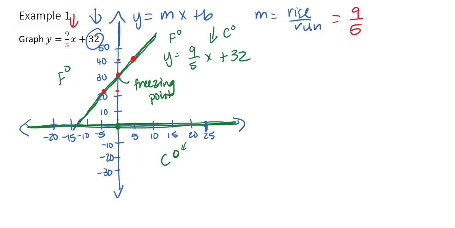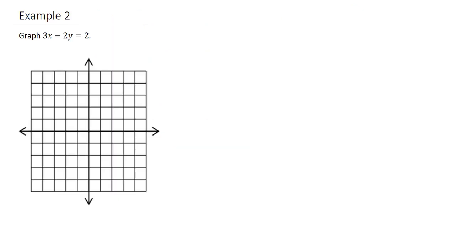Now let's go ahead and look at another example. Example 2. Graph 3x minus 2y equals 2. Notice that when we graph equations, we need to have it in the form of y equals mx plus b. That means our y value is on the left, and then we have everything else on the right. This equation is not in the right order, so we need to do some manipulation to make it right.